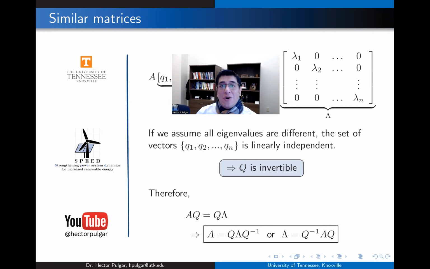In a different video, we will use this concept of similar matrices. I will show you how to obtain an explicit solution of linear dynamic systems using a similarity transformation.